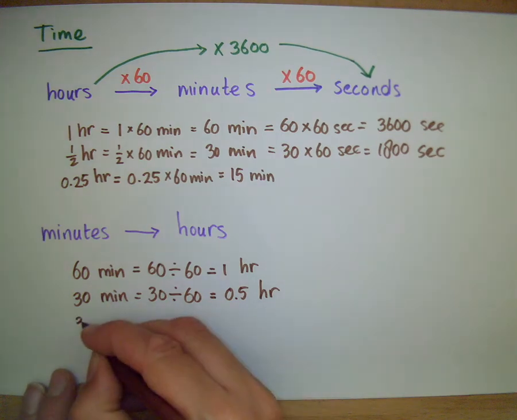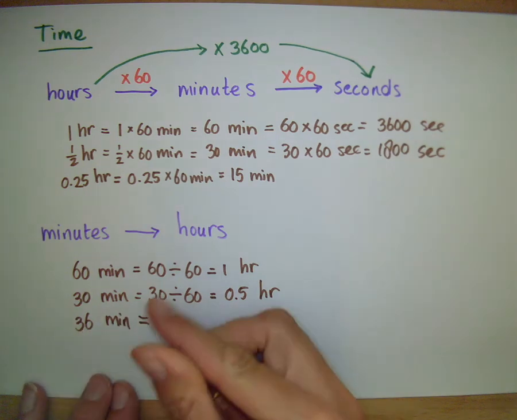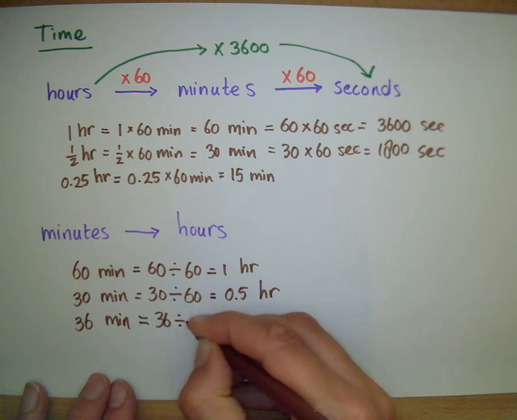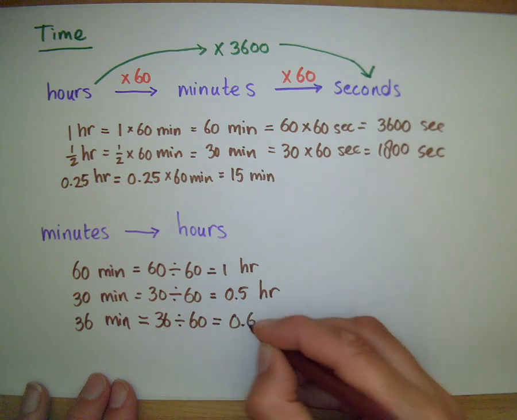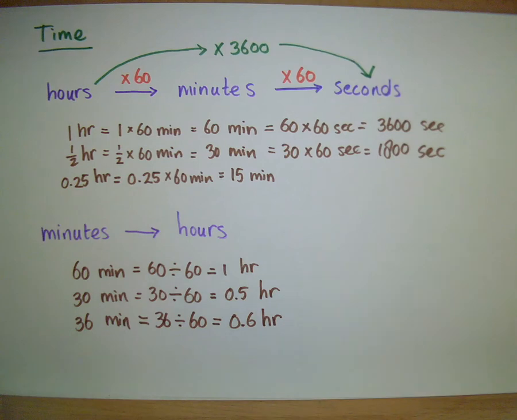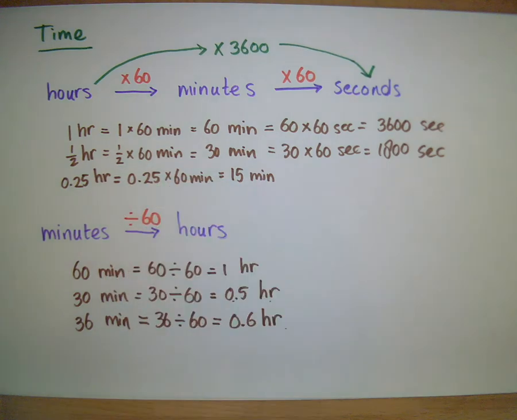And in that same way, you could do 36 minutes. How many hours is that? Well, it's a little more than a half, right? We know that. 36 divided by 60 is actually 0.6 hours. So 36 minutes is 0.6 hours, which makes a lot of sense because it's a little more than half, and 0.6 is also a little more than half. 30 minutes is half an hour, we all know that. So apparently we just divide by 60 to go from minutes to hours. Right? Divide by 60.